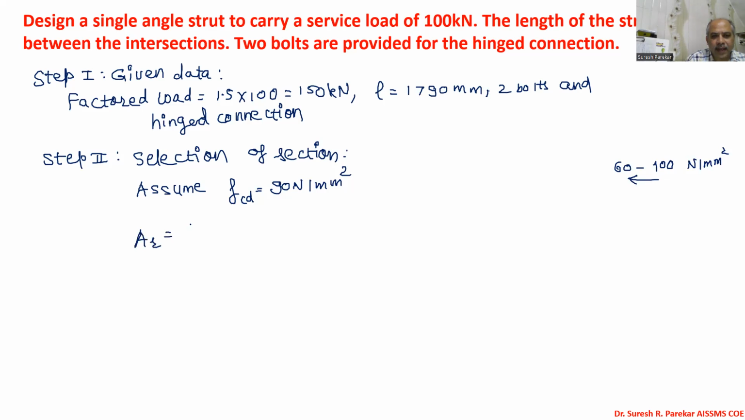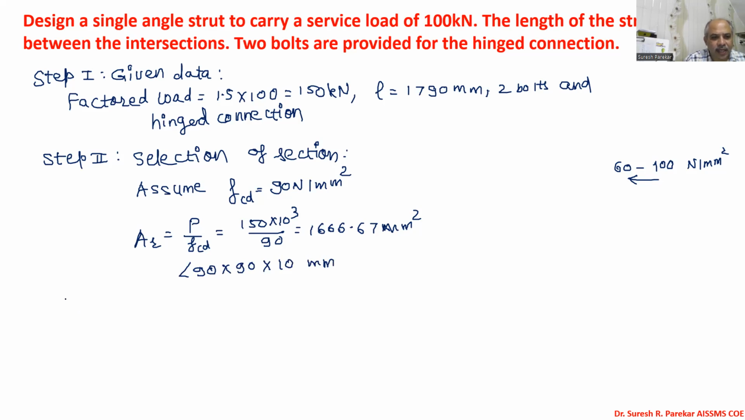Then area required is P upon FCD. So we have P as 150 into 10 raised to 3 and FCD we have 90. From this we get 150 divided by 90, 1,666.67 millimeter square. Now we will take angle 90, 90, 10 millimeter.